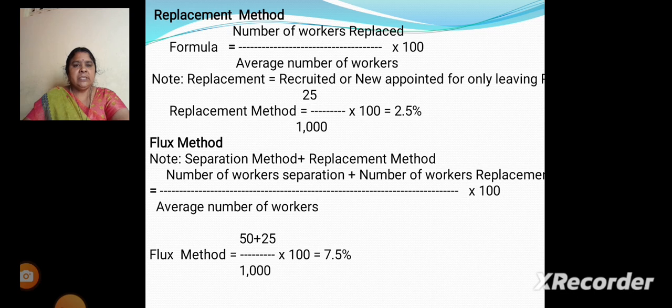Next method is the flex method. It includes a combination of separation method plus replacement method. Number of workers separated plus number of workers replaced divided by average number of workers into 100. That is 50 plus 25 divided by 1000 into 100 equal to 7.5%.